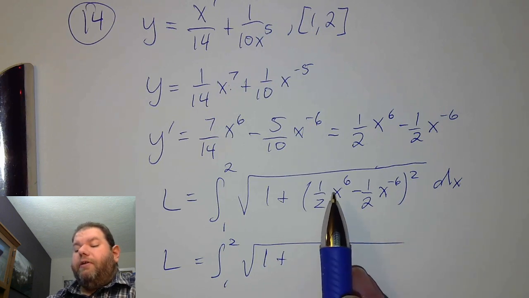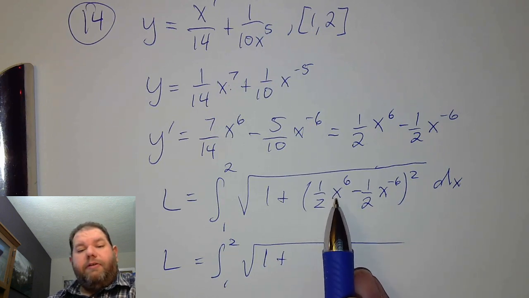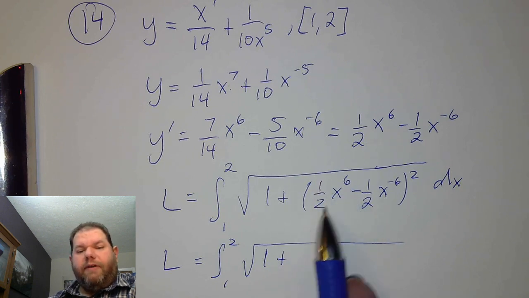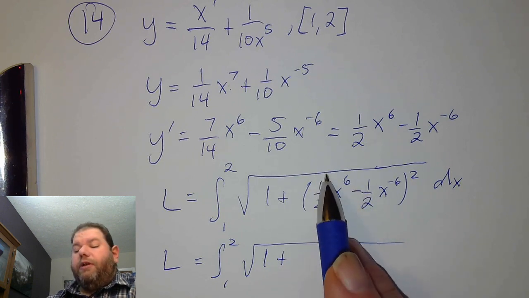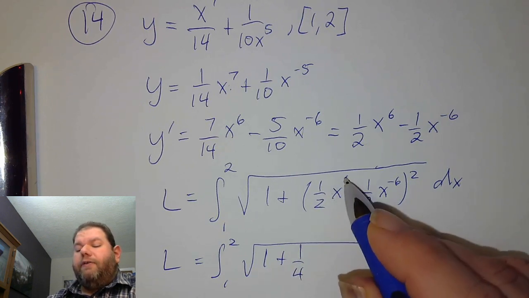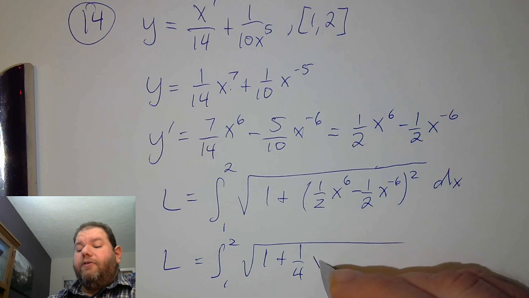So if we take the first term and multiply it times itself, that would be 1/2 x to the 6th times 1/2 x to the 6th. 1/2 times 1/2 is 1/4. X to the 6th times x to the 6th is x to the 12.